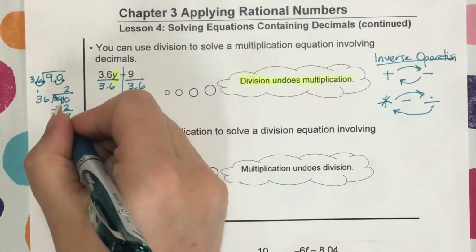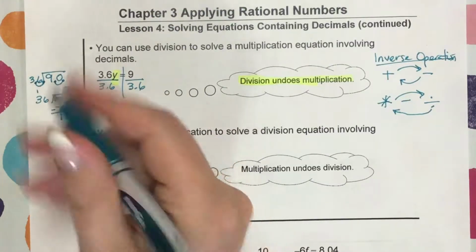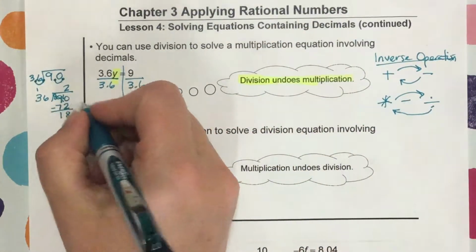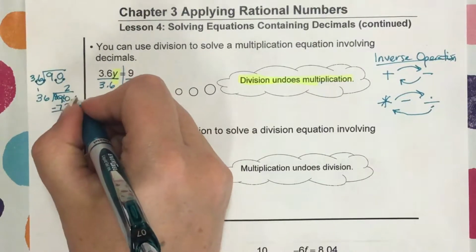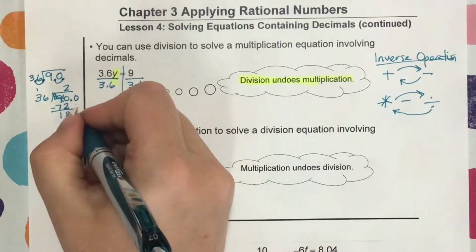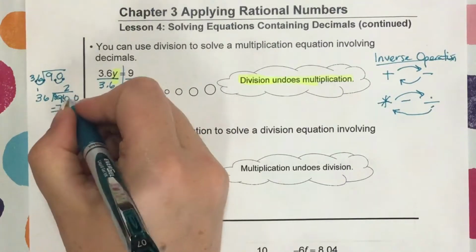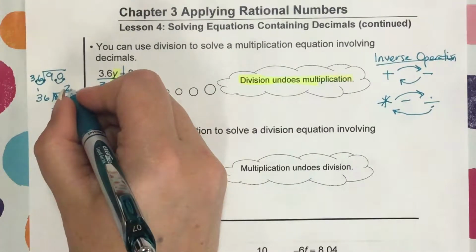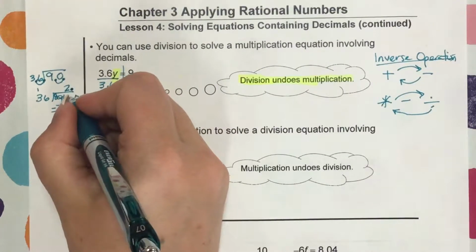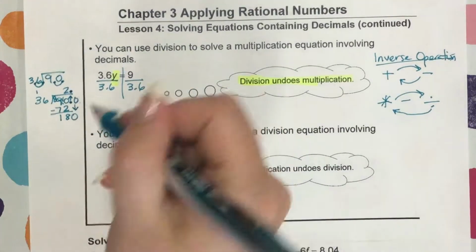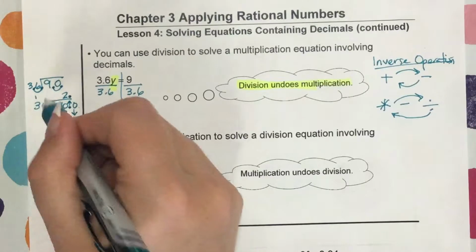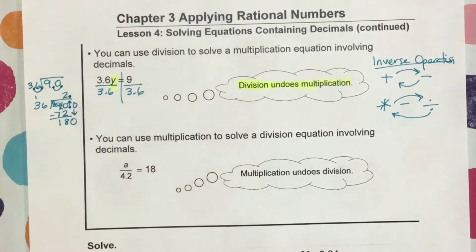All right, so we have a remainder. The remainder is less than 36, so we know that we're on the right path. Since there's a remainder, I need to add a 0 to 90 and drop it down. Now, when I add this decimal, the decimal place has to go right above. Remember, you have to keep the decimals lined up when you're doing division. So we're going to go ahead and see how many times does 36 go into 180.